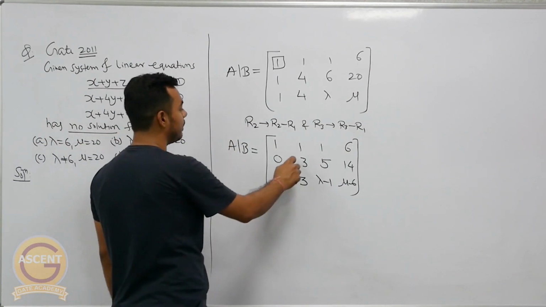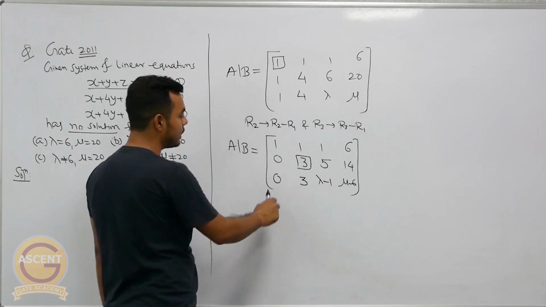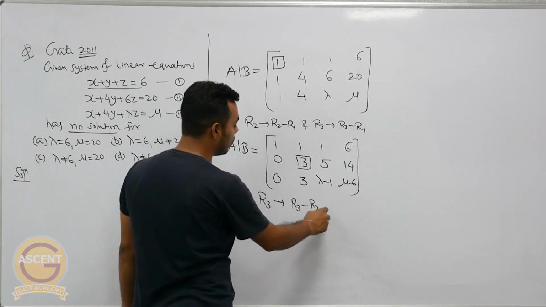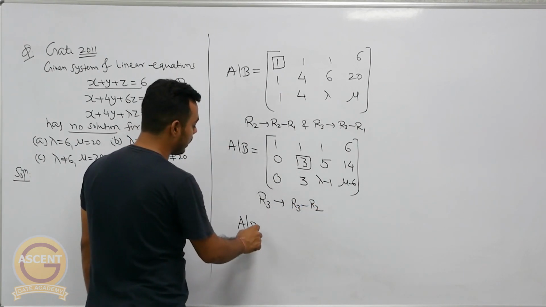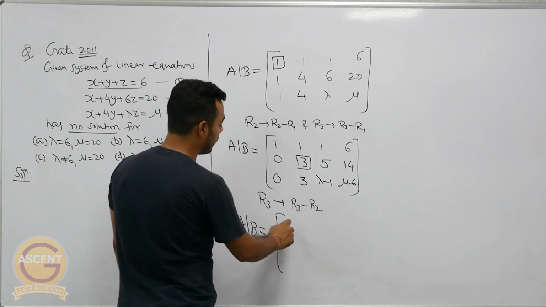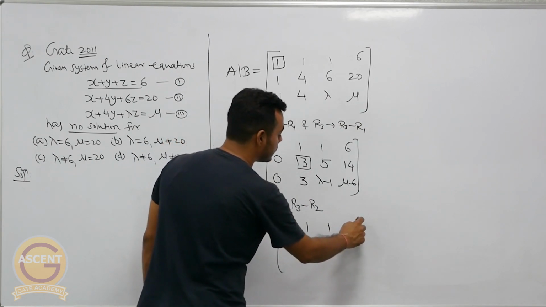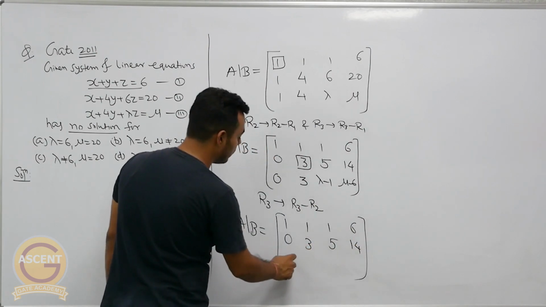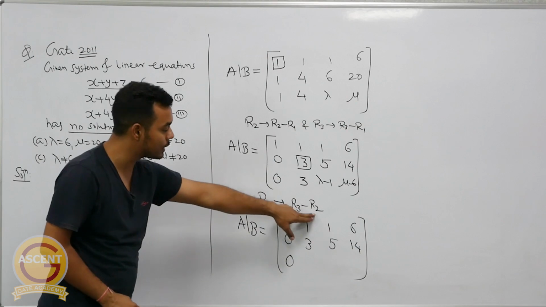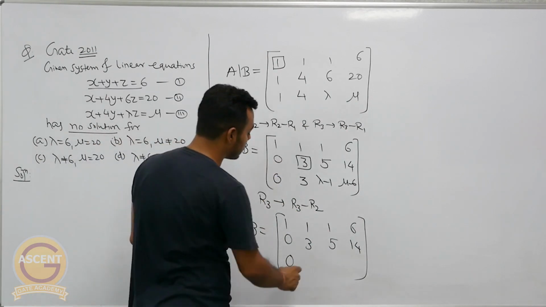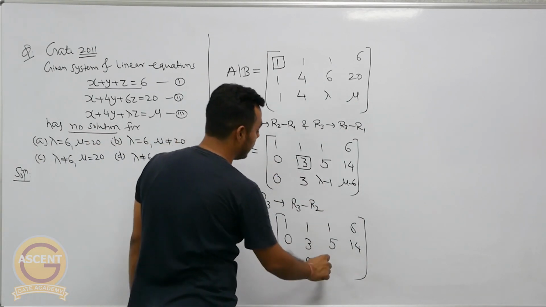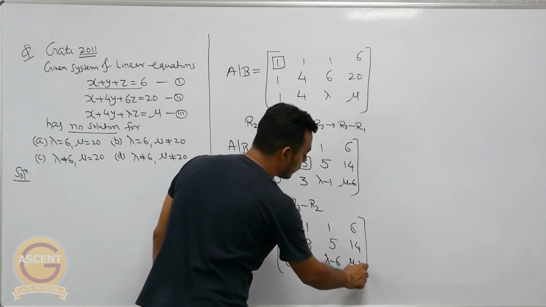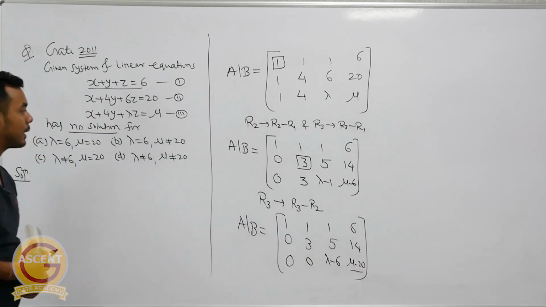Now our next pivot element is this 3, and we have to create 0 below this element. So now we are going to perform the operation R3 goes to R3 minus R2. So the augmented matrix A|B will be: the first two rows are the same, 1, 1, 1, 6, and 0, 3, 5, 14. Now the third row is third row minus second row, so I will get 0, 3 minus 3 is 0, lambda minus 1 minus 5, so this will be lambda minus 6, and nu minus 6 minus 14, so nu minus 20. So this is our augmented matrix A|B.